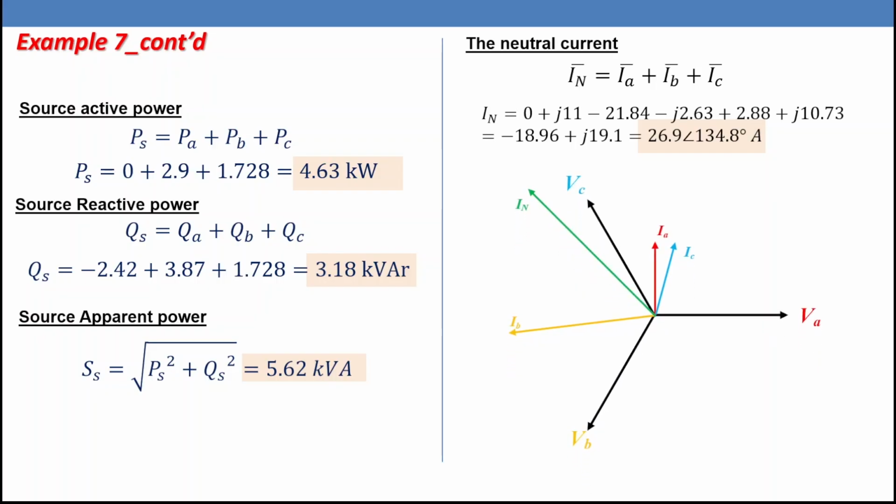If we look at the phasor diagram, we have the three voltages here shifted 120 degrees, VA, VB, VC, but the current IA with angle 90 leading the voltage.